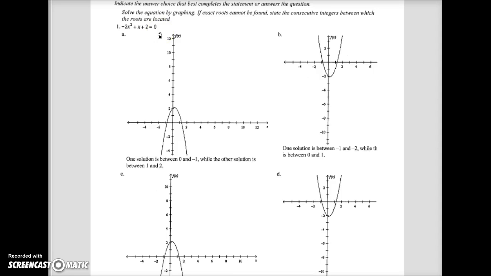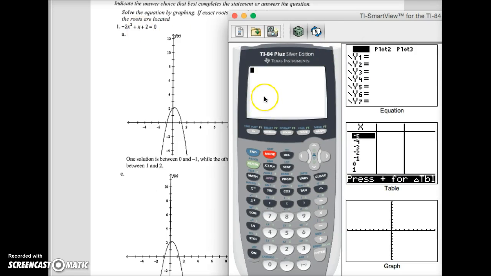So the first thing that I would think about when I'm looking at this problem is that the a value is negative, so I know the graph faces down. So I know B cannot be the answer and D cannot be the answer. It has to either be A or C. So what I'm going to do first is take my equation and dump it in the TI-83 calculator. So I've got my calculator over here.